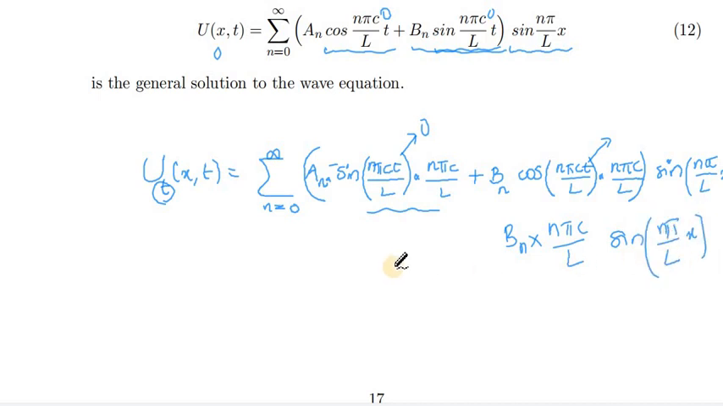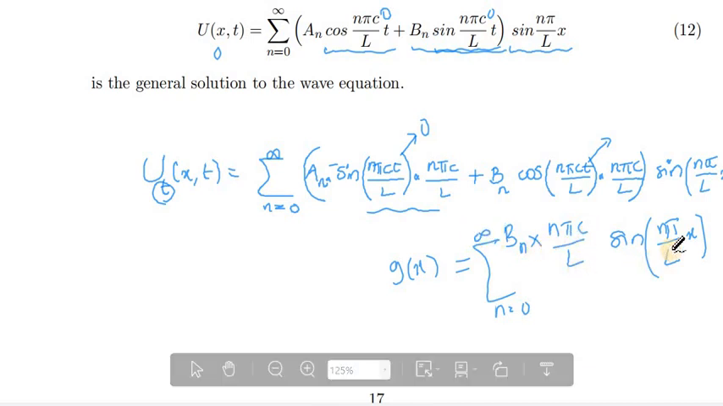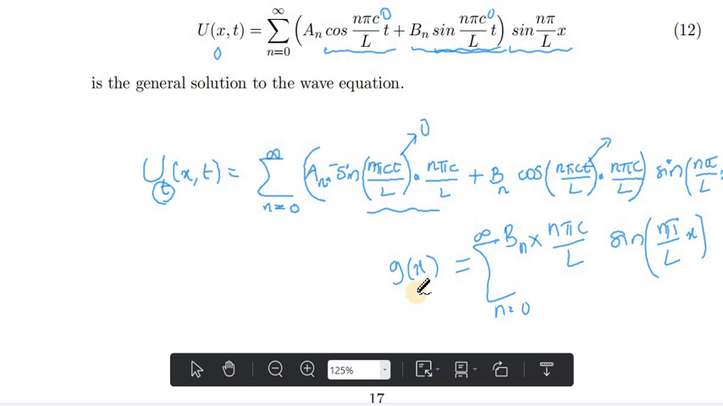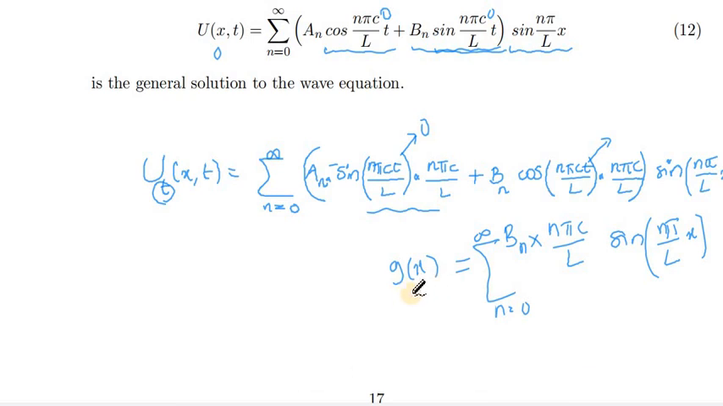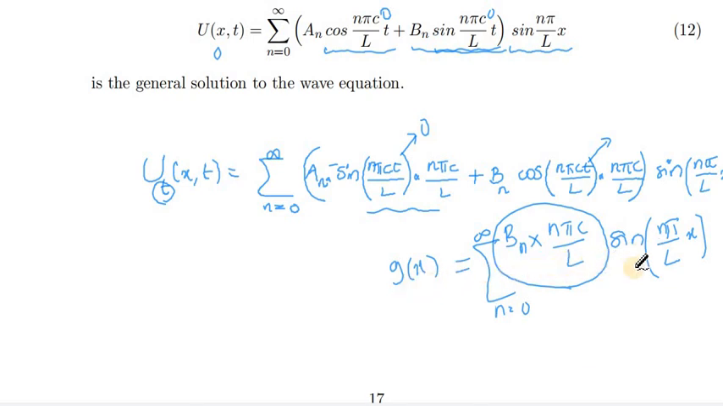And g(x) is what results on the left side. If you put t equal to 0, you are getting the initial velocity, and that is assumed to be g(x). So g(x) equal to sigma n equal to 0 to infinity of b_n into nπc/L sin(nπx/L). And when n equal to 0, there will not be any term because sin 0 equal to 0. So this is just the expression of g(x) as a sine series with the coefficients b_n into nπc/L. So what it says is g(x) has a sine series expansion expressed in this way.